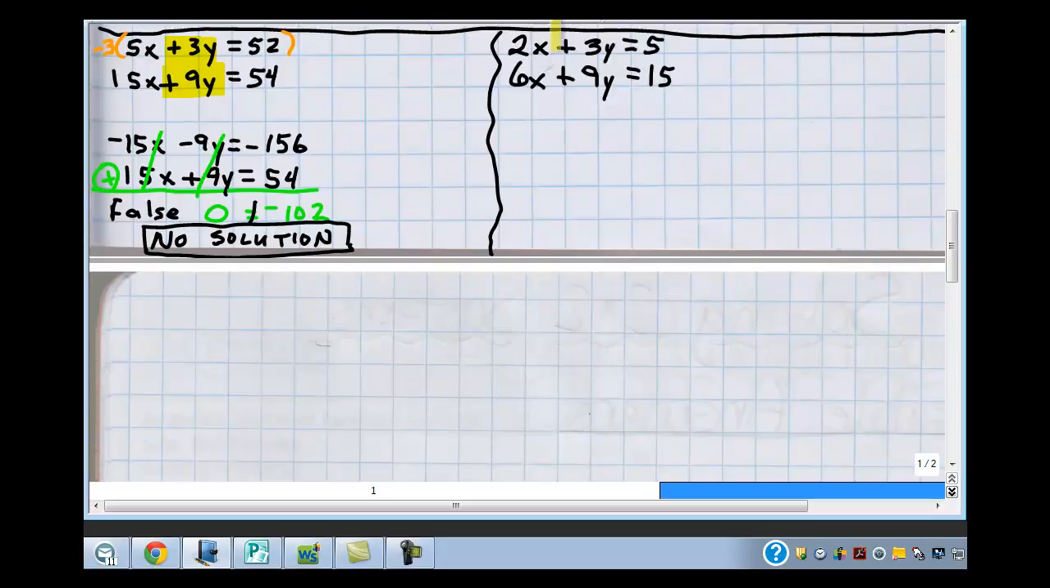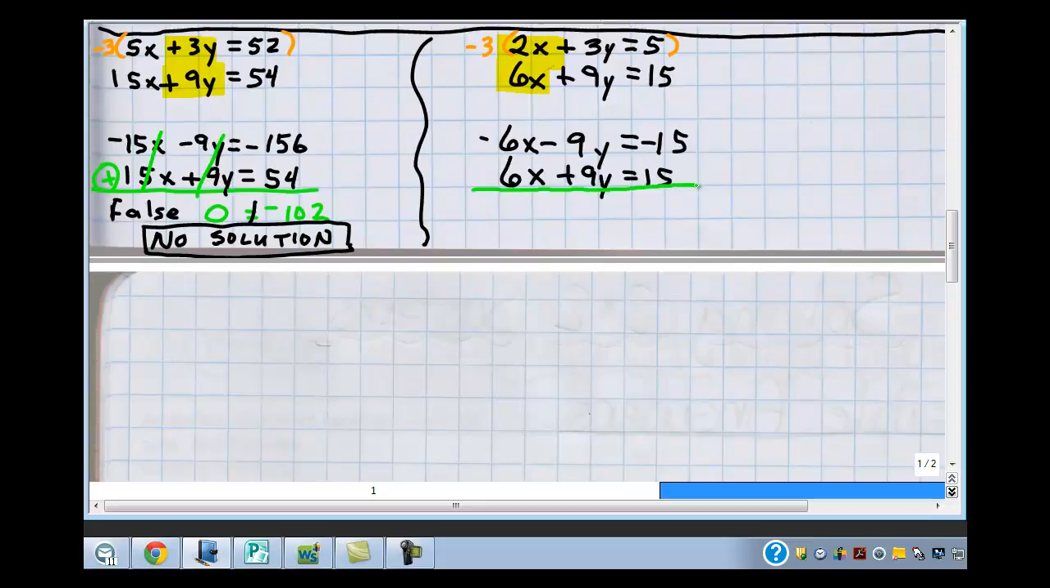In this problem, let's get rid of the x's. So the first step is to figure out which variable we want to eliminate. Now let's ask ourselves, what do I do to the 2x to make it an opposite pair of 6x? Well, it needs to be a -6x. So let's multiply the equation on top by -3 and rewrite the equation. Rewrite the second equation as well.